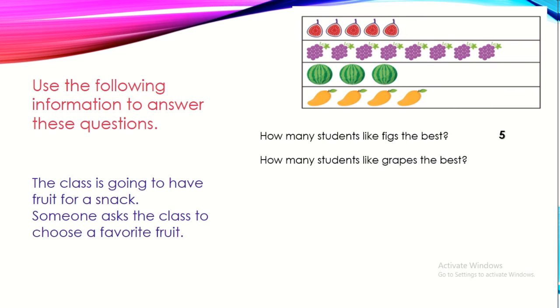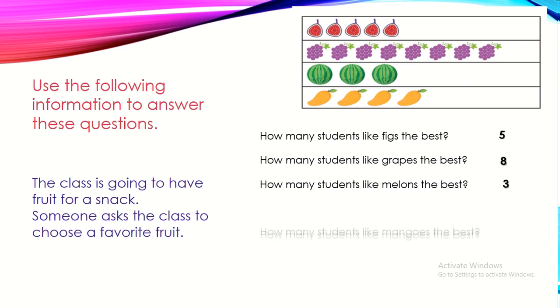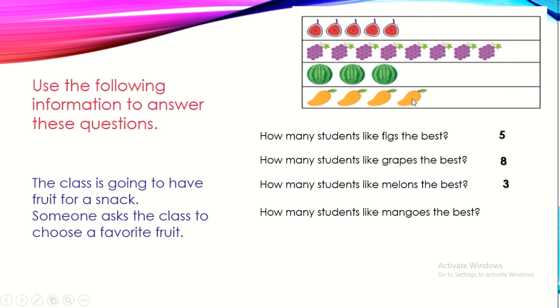How many students like grapes the best? Let's count it. 1, 2, 3, 4, 5, 6, 7, 8. So the answer will be 8. Look at the third row. How many students like melon the best? 1, 2, 3. The answer will be 3. Now look at the last row. How many students like mango the best? 1, 2, 3, 4. The answer will be 4.